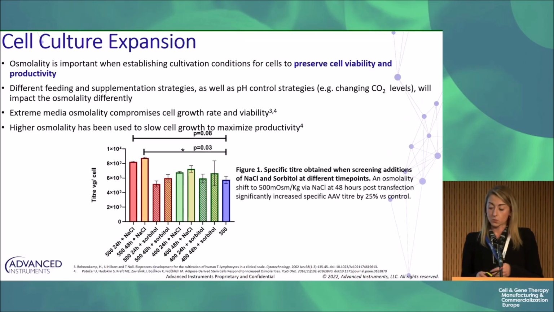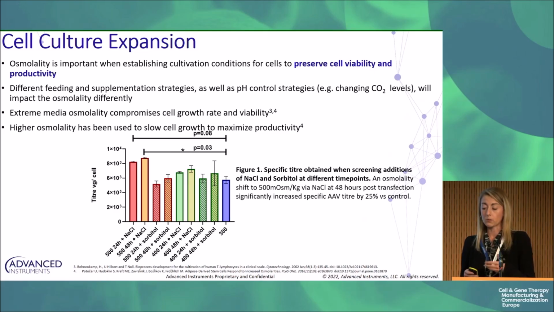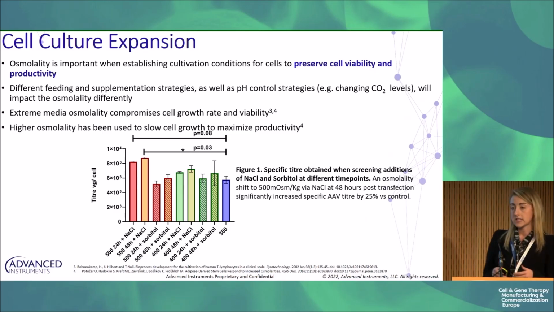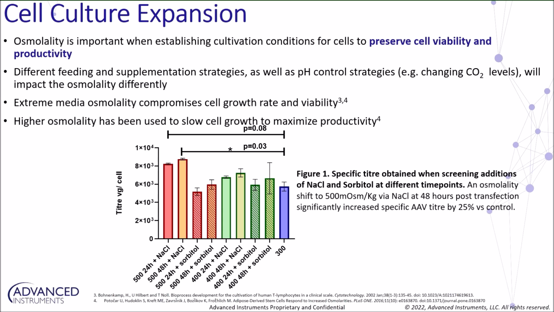So what we did is we looked at shifting our cell culture to higher osmolalities than that of the control, which is 300 milliosmoles. And we wanted to see at what level we would increase that titer of AAV2. So here you can see different conditions were run. We were looking at shifting the osmolality to both 400 and 500 milliosmoles at different time points post-transfection, so 24 hours and 48 hours post-transfection, with two different agents. So you can see sorbitol and sodium chloride here.